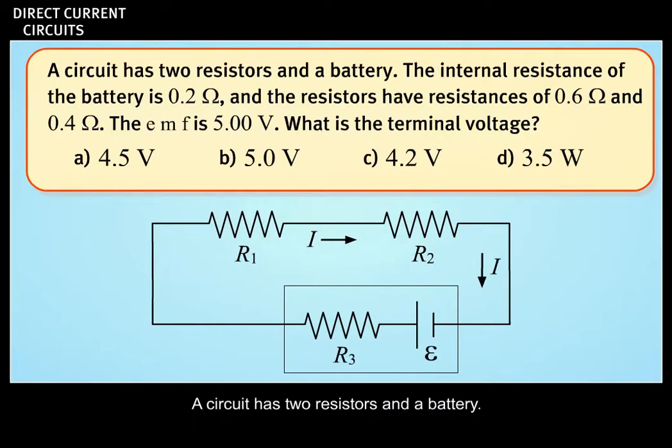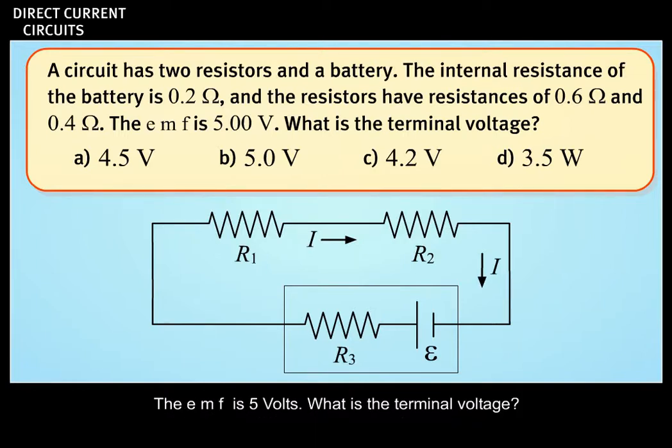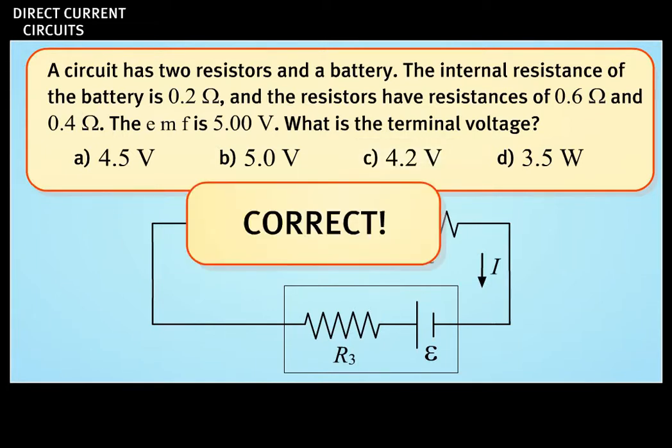A circuit has 2 resistors and a battery. The internal resistance of the battery is 0.2 ohms, and the resistors have resistances of 0.6 ohms and 0.4 ohms. The EMF is 5 volts. What is the terminal voltage? Correct.